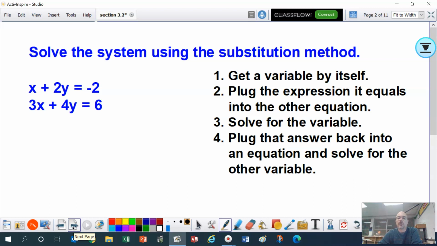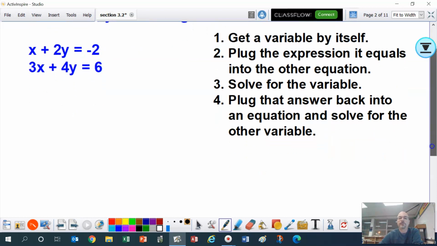So here are the steps that we're going to follow. Step 1, get a variable by itself. We want to do that in one step, okay? We want to pick the equation where it's easiest to get a variable by itself. Step 2, we're going to plug the expression it equals into the other equation. Step 3, we're going to do some algebra. We're going to solve for that variable. And then step 4, we're going to plug that answer back into an equation and solve for the other variable. All right, let us begin.